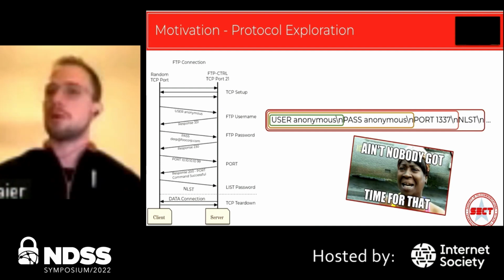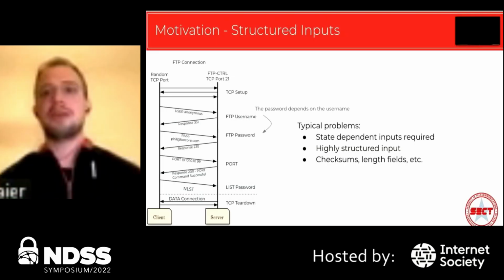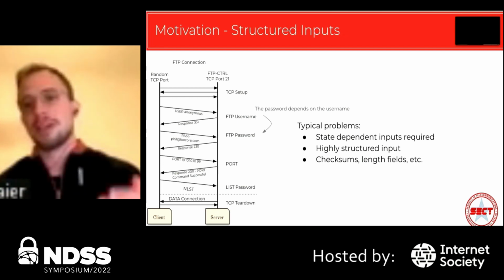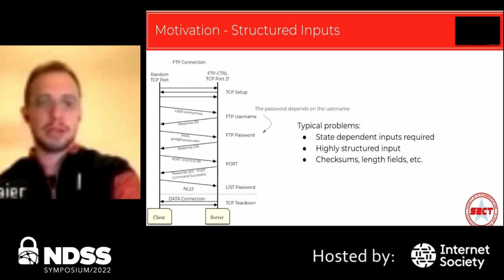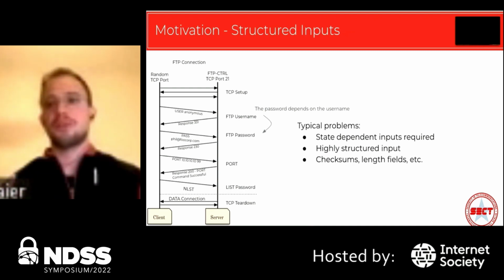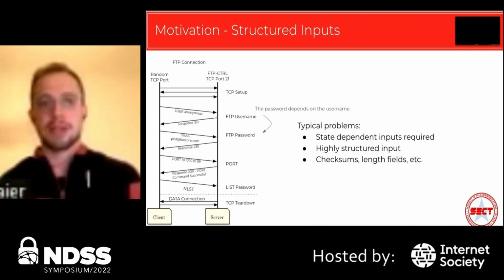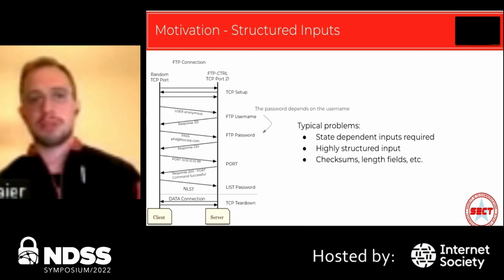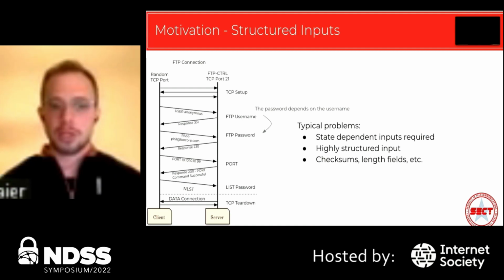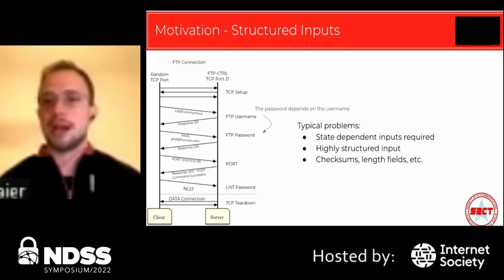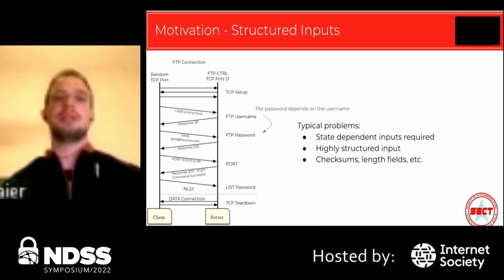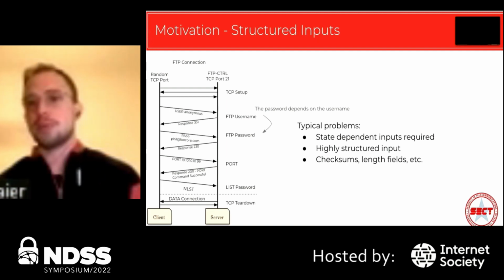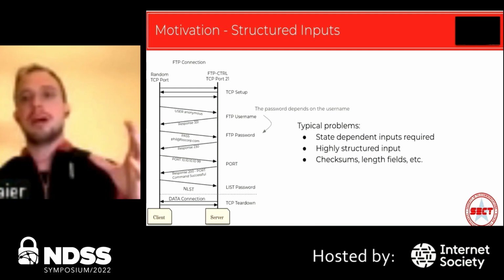This is a first, like a big piece of pain that we see in fuzzing for network protocols and unknown binaries. Then there's other things. If you would be a reverse engineer and you would try to fuzz something, you would probably have to reverse through the whole binary first and find what the target tries to parse. There are things that are state dependent. For example, in this case, the password depends on the username. There are things like highly structured inputs. Some things need a proper checksum set, length fields set, and so on and so forth. And you need to go through all of these manually.